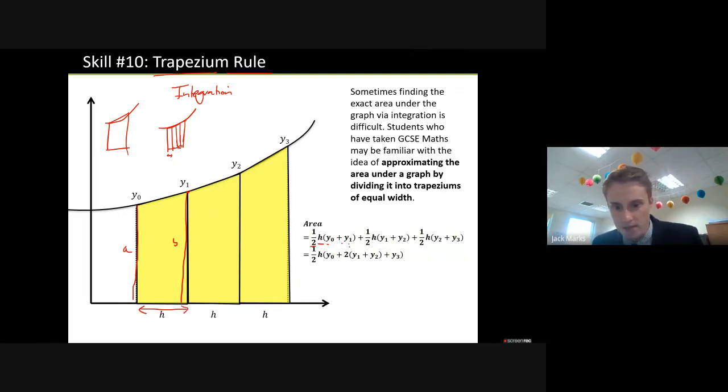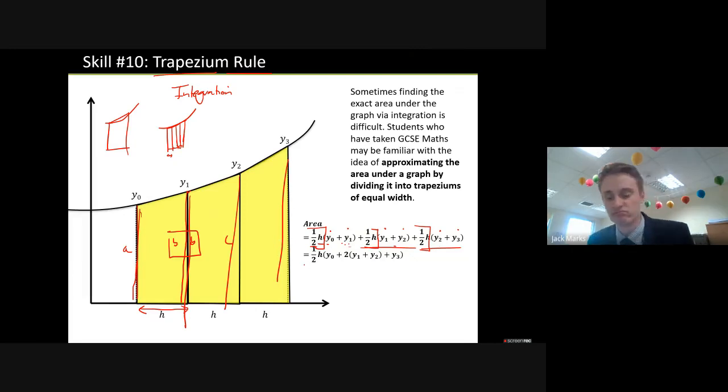So you've got one of them, and then you've got the other one. And you can actually do a little bit of playing around with this. You can take a half h out because that's in everything. And then you notice you have a y0, two y1s, two y2s, and one y3. So why does this happen? Well, because if this is your trapezium and then you have another one, you're counting this part twice, whereas the ends only appear once.